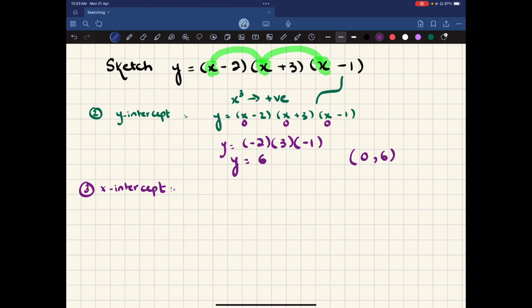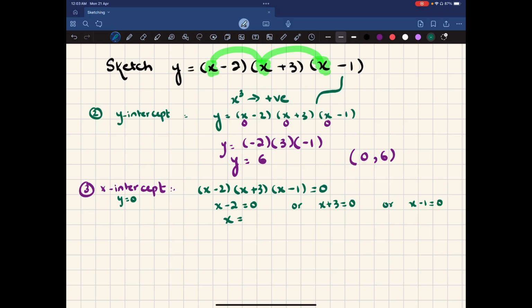What about the x-intercepts? For the x-intercept, we put y equal to 0. So (x minus 2)(x plus 3)(x minus 1) is equal to 0. Just like we do while solving quadratic equations, we're going to equate each bracket to 0 and find the solution. So x minus 2 equals 0, or x plus 3 equals 0, or x minus 1 equals 0. All 3 brackets have been equated to 0 separately.